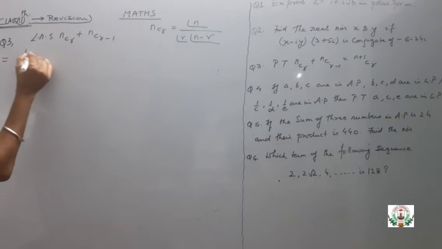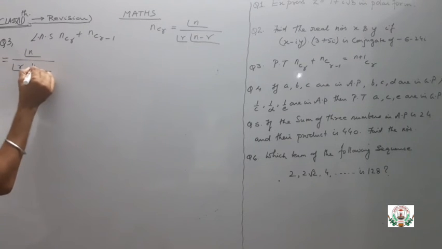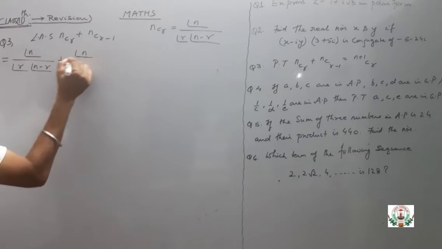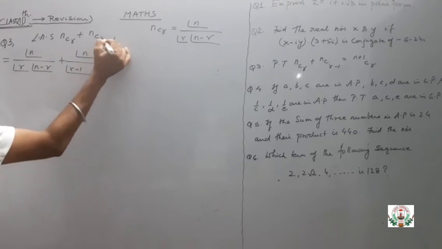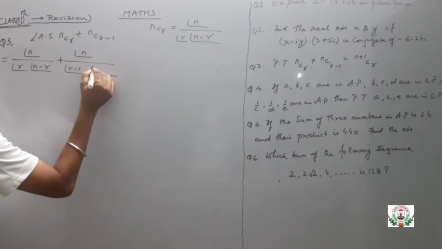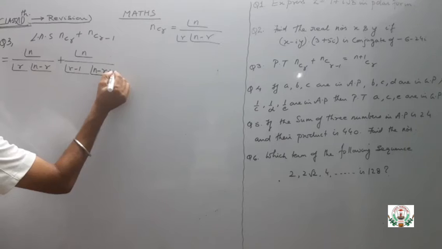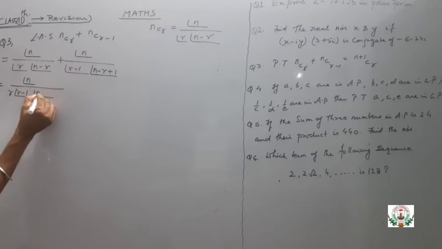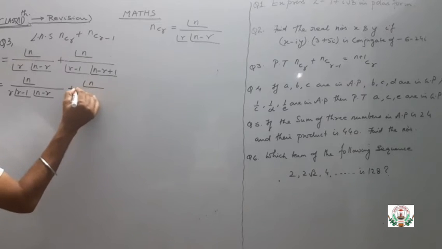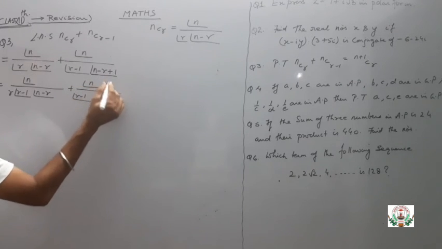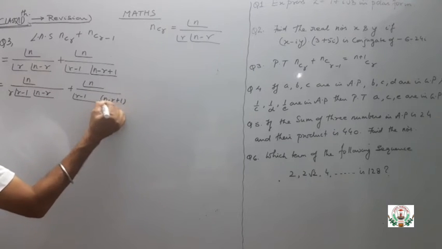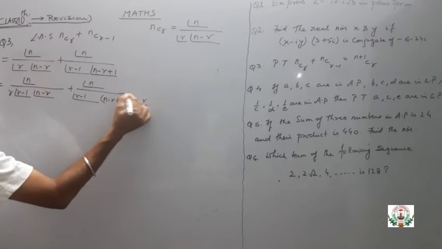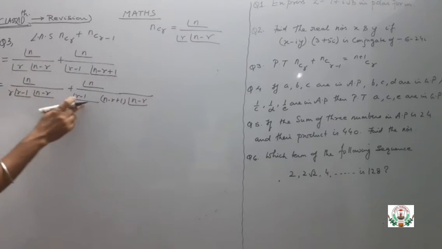So we will apply here the formula: factorial n upon factorial r factorial n minus r, plus factorial n upon factorial r minus 1. In place of r it is r minus 1, and n minus r sign will change, plus 1. Now factorial r can be written as r into factorial r minus 1. This n minus r plus 1 can be written as n minus r plus 1 factorial n minus r. So factorial n, factorial r minus 1, factorial n minus r we can take common in the next step.